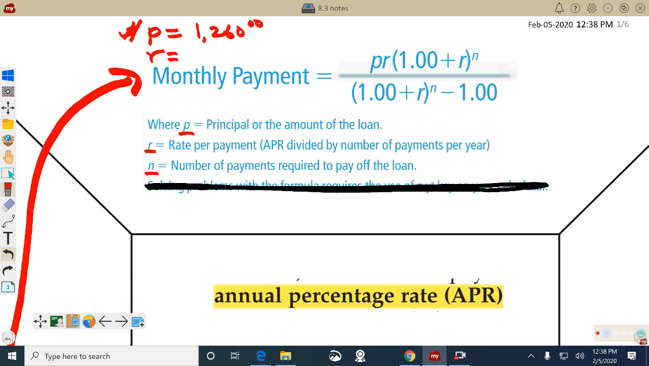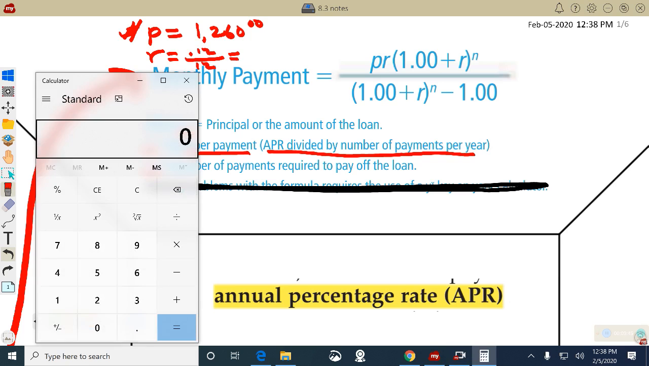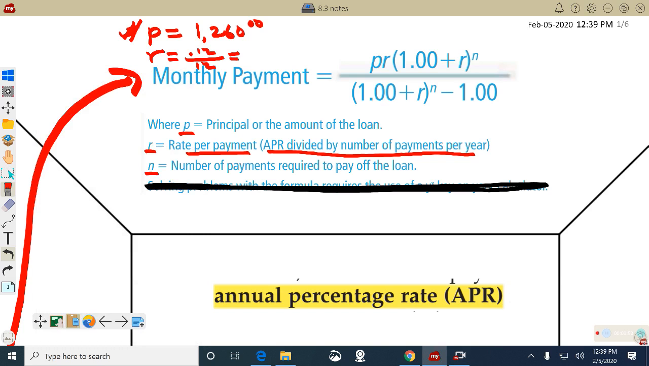Was it 10% interest rate? The APR? So APR, look at what it says. Rate per payment, APR divided by the number of payments per year. So it's really 12% as a decimal is 0.12. I'm going to divide that by 12, because that's what it says to do here. Let me put that on my calculator. 0.12 divided by 12, because 12 payments per year, 0.01. So R is really going to be 0.01. Look at that. One more variable to go and we're done.